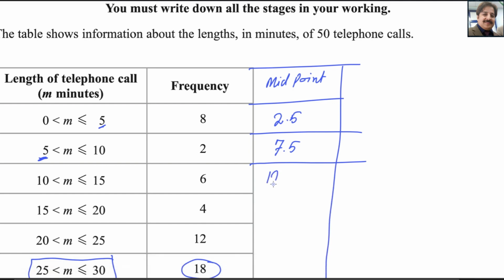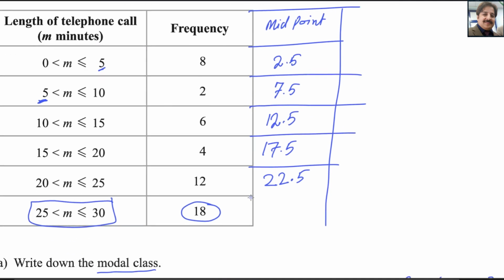7.5, it will be 12.5. Then 17.5. Then 22.5. And the last one will be 27.5.